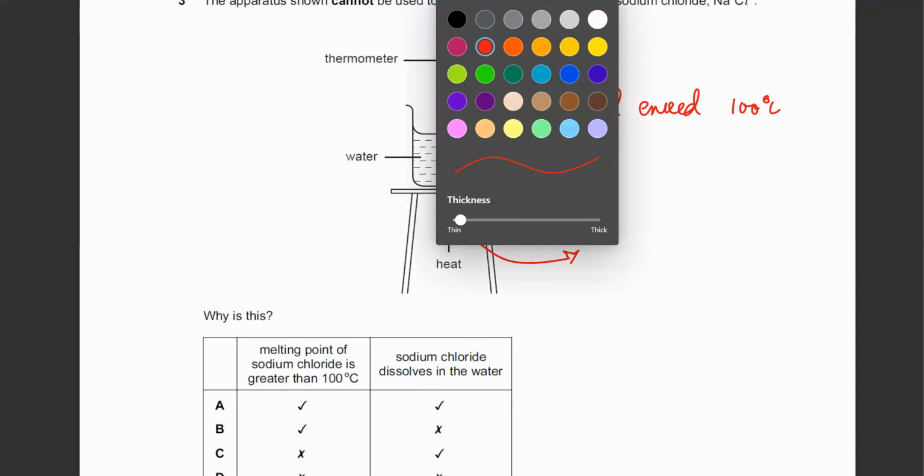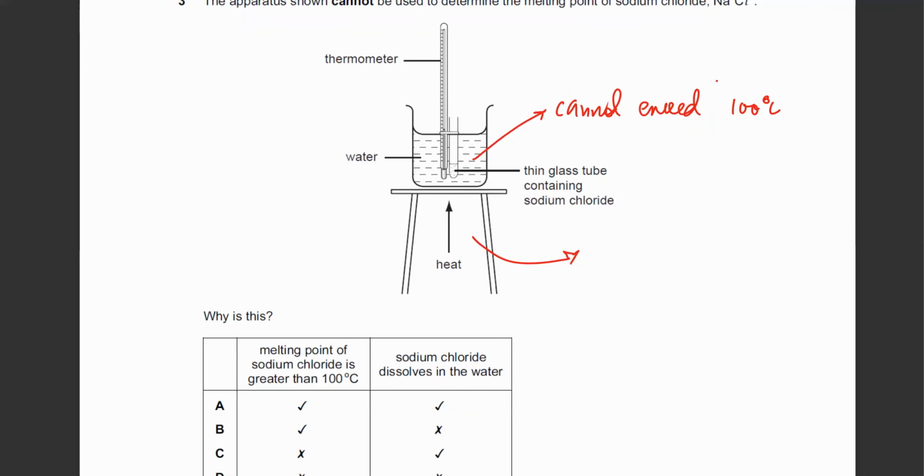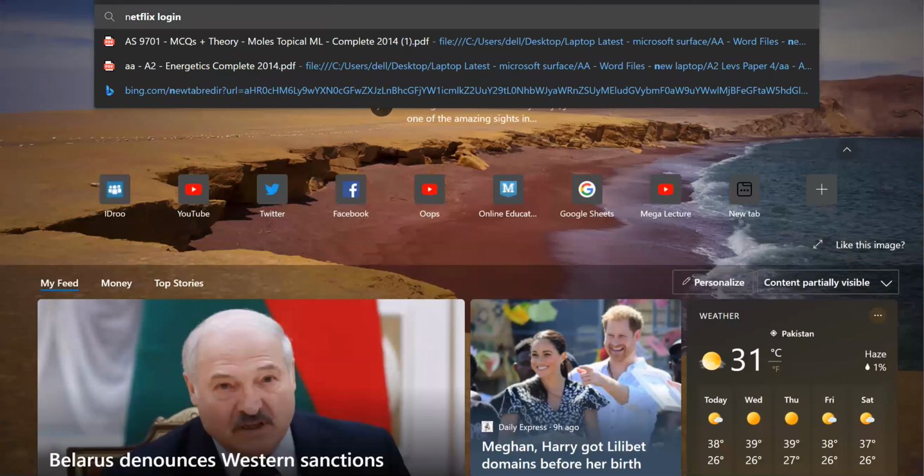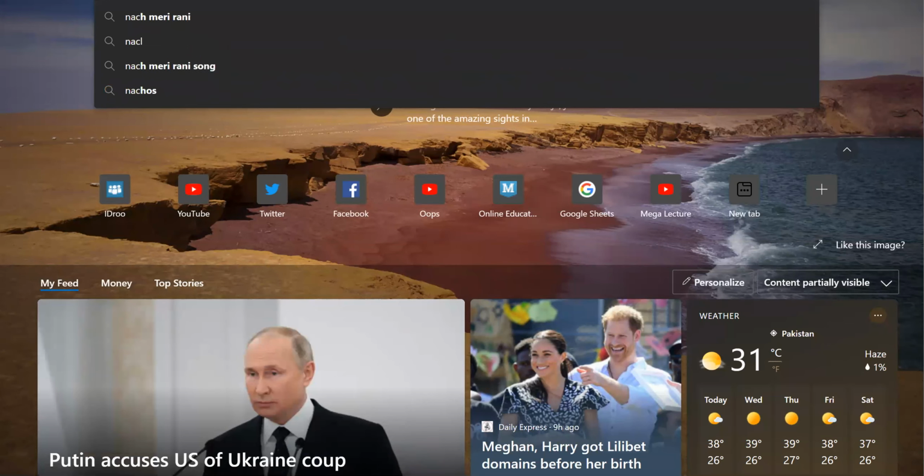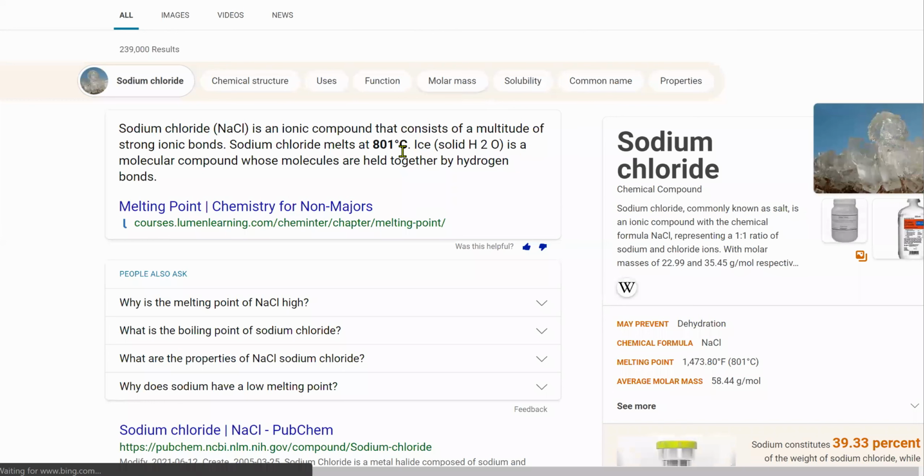Anyone, any ideas? Or you can simply Google it. It's NaCl, it's somewhere. If you can just Google, one second. NaCl melting point, just one second. So that's around 801 degrees centigrade.